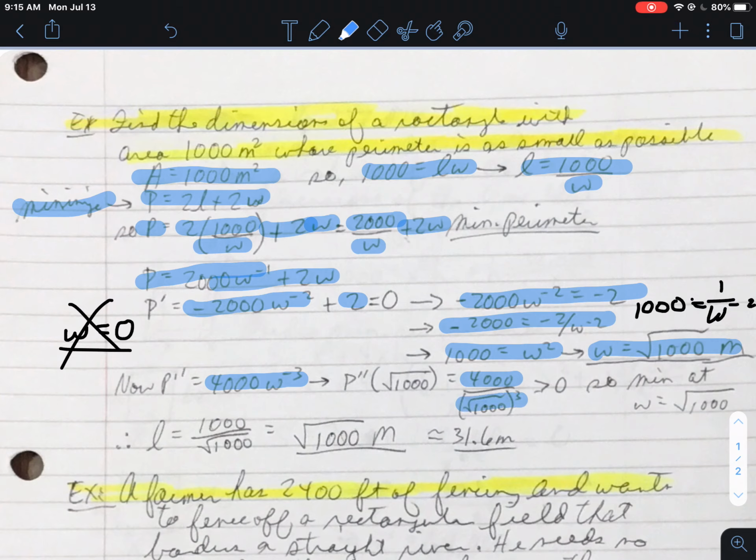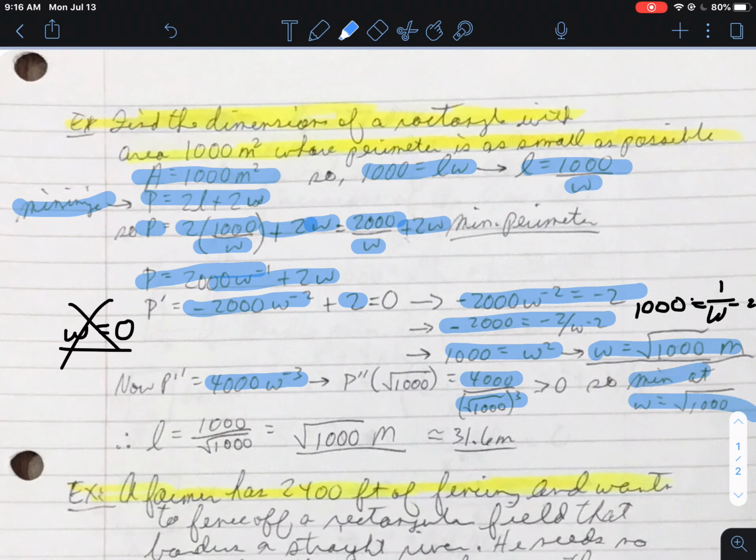Now that's going to be a positive value. Really it would be a positive value for any relevant value of W that you plug in, because W has to be positive. But we do get a positive second derivative at the square root of 1,000. Since that's the only relevant critical number, over the relevant interval, which would be positive values for W, we know this function's graph is concave up, which means there has to be a minimum at that value for W.